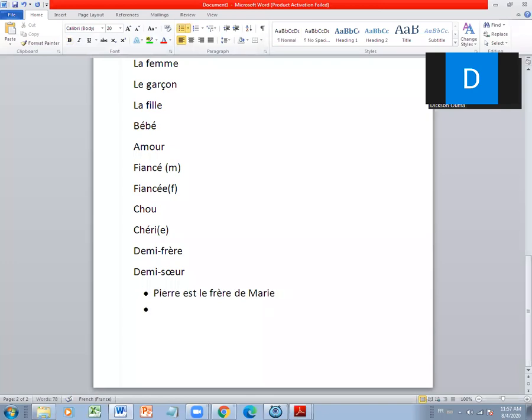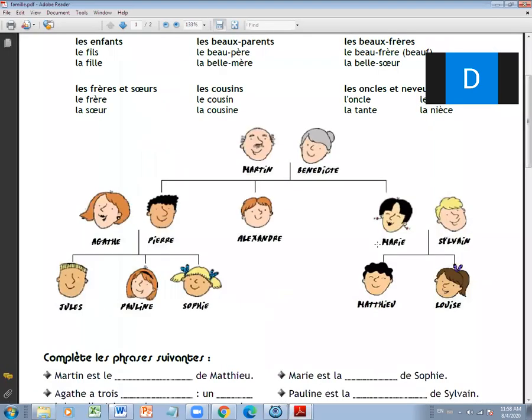And then I can also say from that chart, Marie a deux frères. Marie has how many brothers? Two, right? Marie a deux frères, s'appellent Pierre et Alexandre, right? Now, how is Pierre calling Agathe?